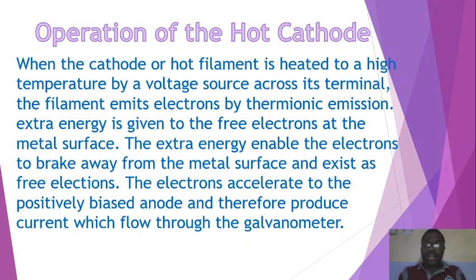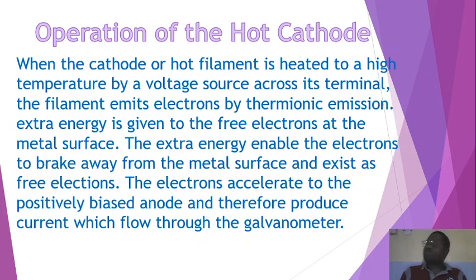Now, the extra energy enables the electrons to break away from the metal surface and they exist as free electrons. They break away from the metal surface due to the extra energy they gain. And these electrons accelerate to the positively biased anode.